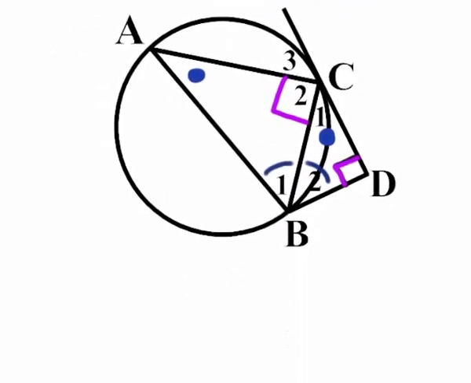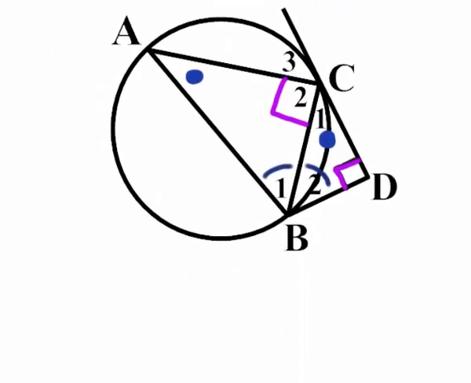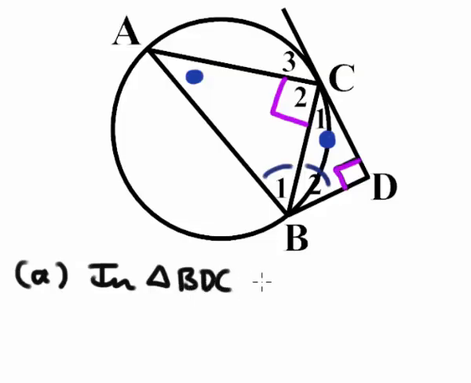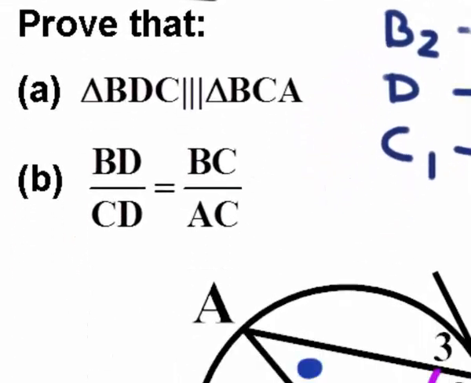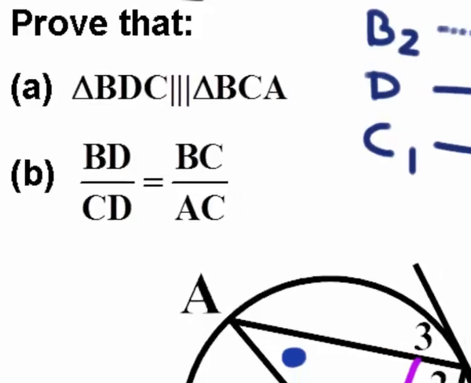So let's set that out in proof form quickly here. So number A, we can say in triangle BDC and triangle BCA, into those triangles there. Let's just see if we've got the order right there. Yes, we've got it there. Correct. Okay, what do we know?